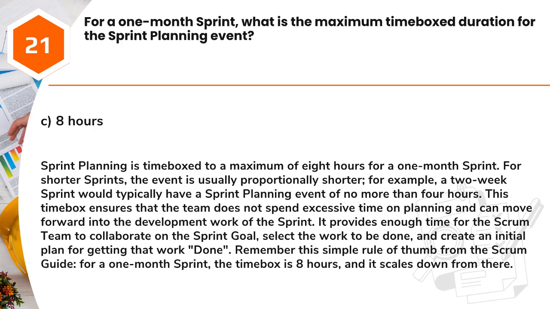Remember this simple rule of thumb from the Scrum Guide. For a 1-month sprint, the time box is 8 hours and it scales down from there.